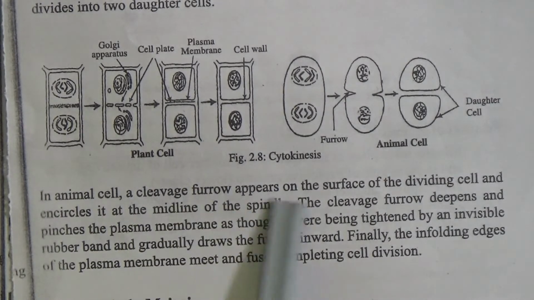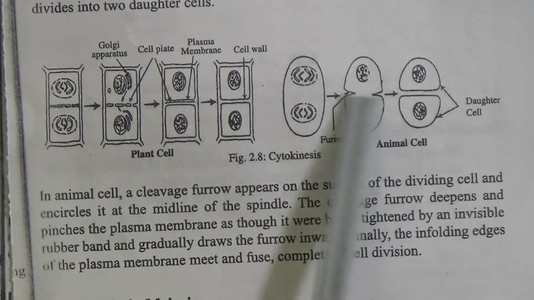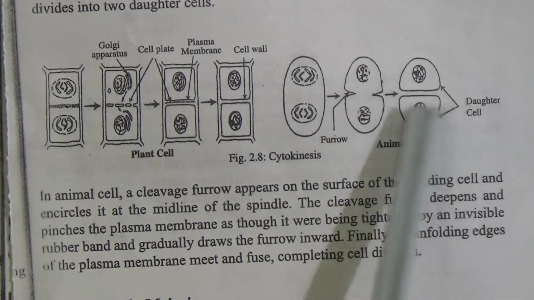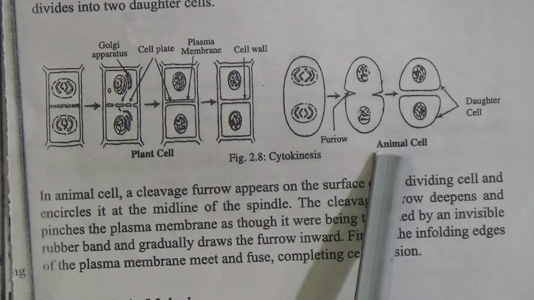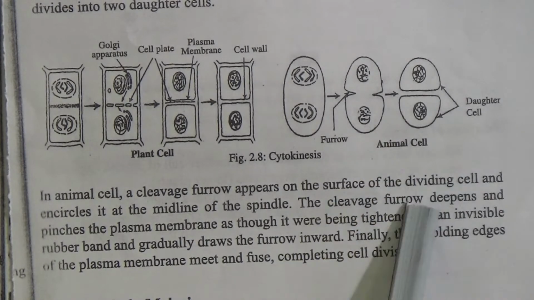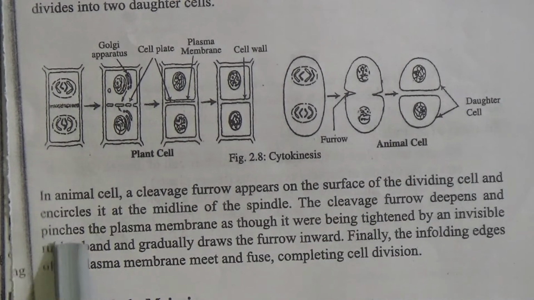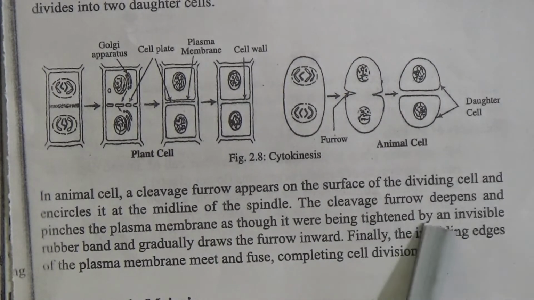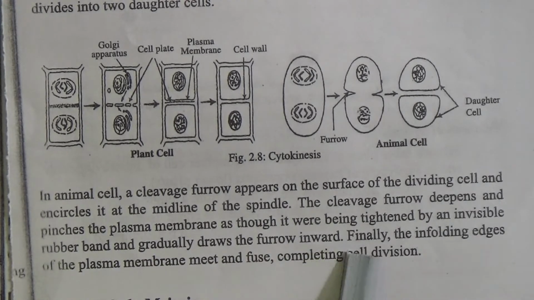a cleavage furrow appears. See, in animal cells a furrow appears on the surface of the dividing cell and encircles the middle of the spindle, and the cleavage furrow deepens and pinches the plasma membrane as though it were being tightened by an invisible rubber band, and gradually draws the furrow inward. Finally, the infolding edges of the plasmalemma membrane meet and fuse, completing cell division.